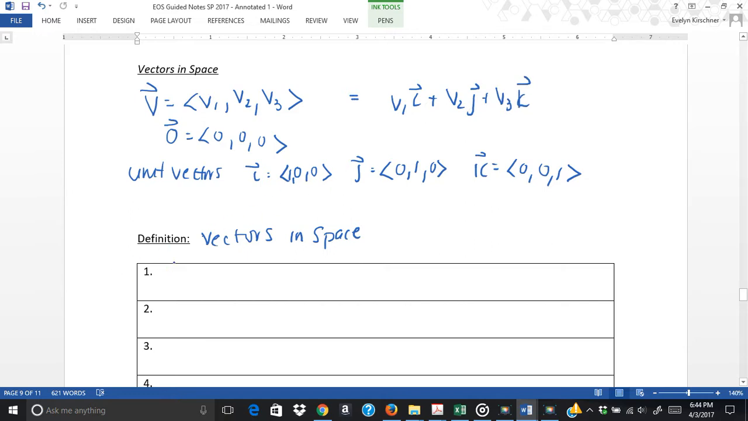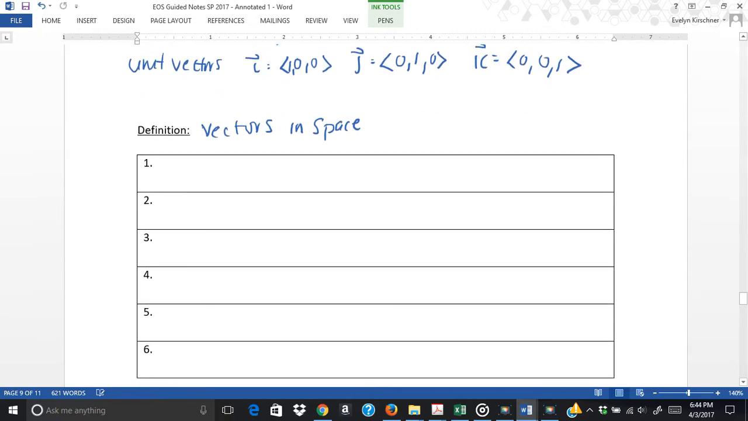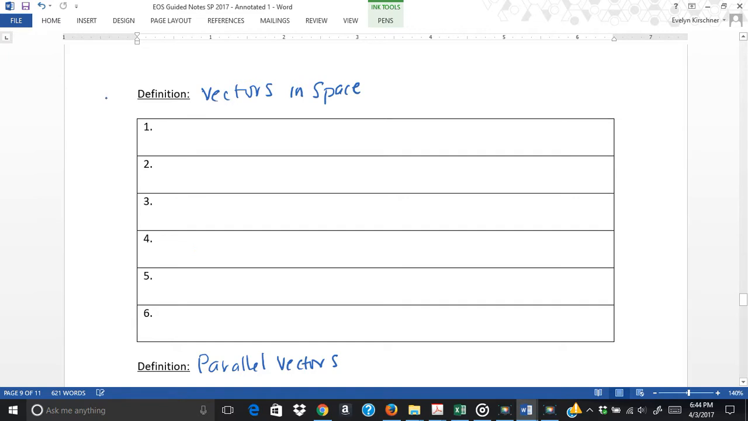Now I have a definition. I want to talk about vectors in space. So I have u is going to be u1, u2, and u3. And v is going to be v1, v2, and v3. Make sure you know that these are u's. And I'm going to have c as a scalar. So c is some scalar.